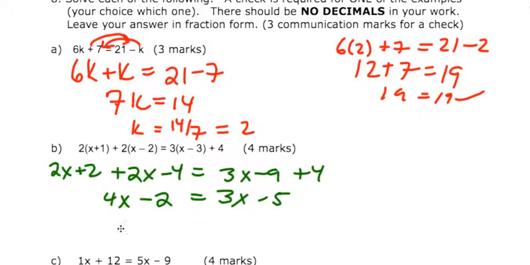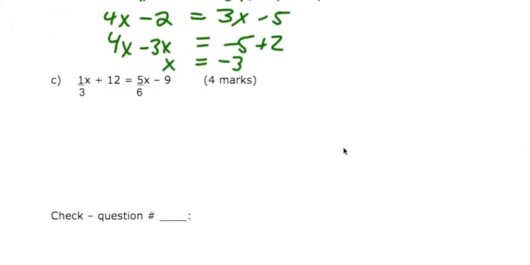Same as above, bring my x's on one side. When I bring that 3x across, I have to change the sign. And then when I bring this negative 2 across, I have to change the sign. So now I'm left with 4x minus 3x, which is x, minus 5 plus 2, which is negative 3. Okay, next question, which is pretty difficult. You want to get rid of a fraction here. There's a fraction built into the entire equation.